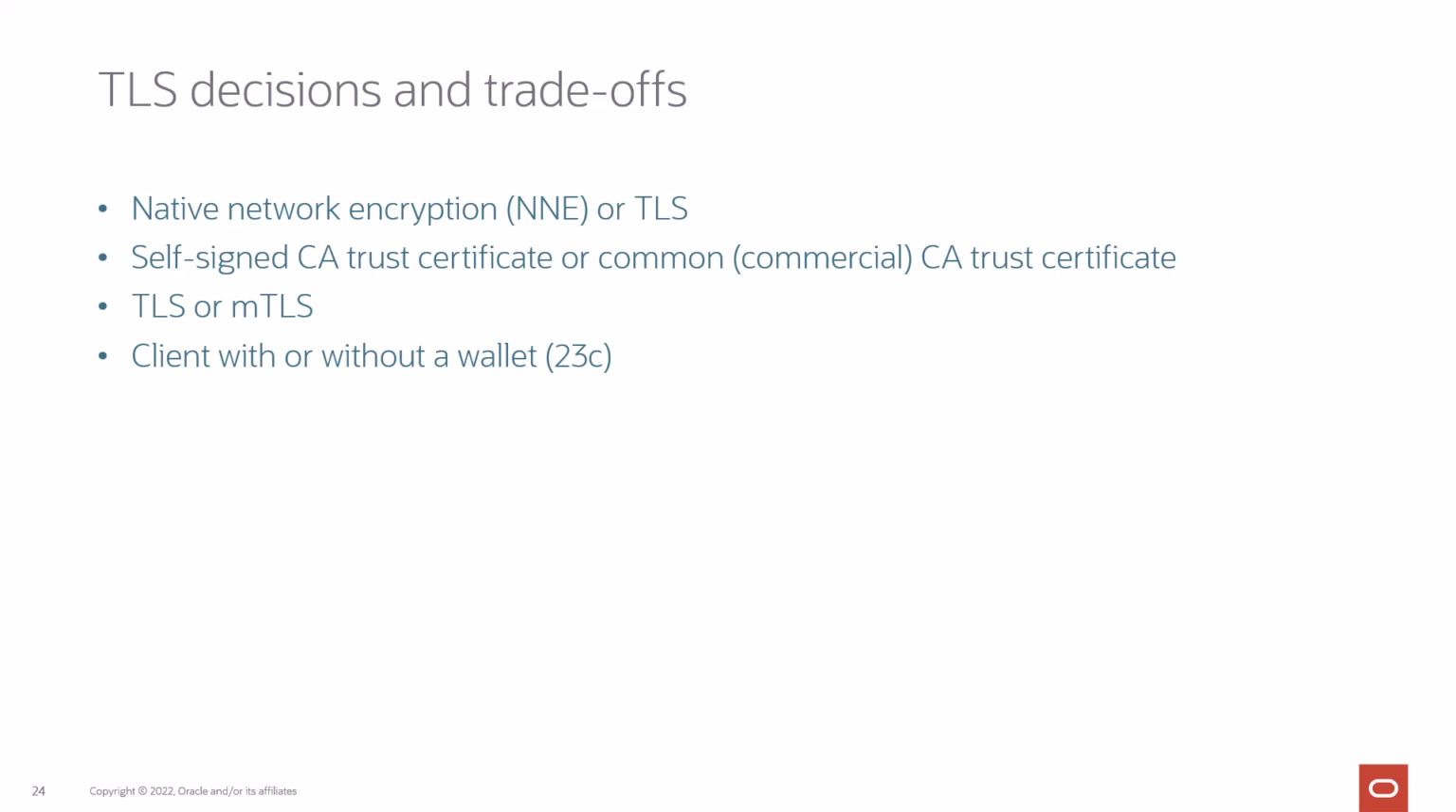And if you want to go for the simplified configuration known as just TLS or one-way TLS, which is now possible with 23c, you don't have to create a wallet on the client. The client, when it needs to present a certificate, requires that wallet, which is the container for storing the certificate. But if you go for TLS, you can decide that the client doesn't need a wallet, and that obviously is simpler.